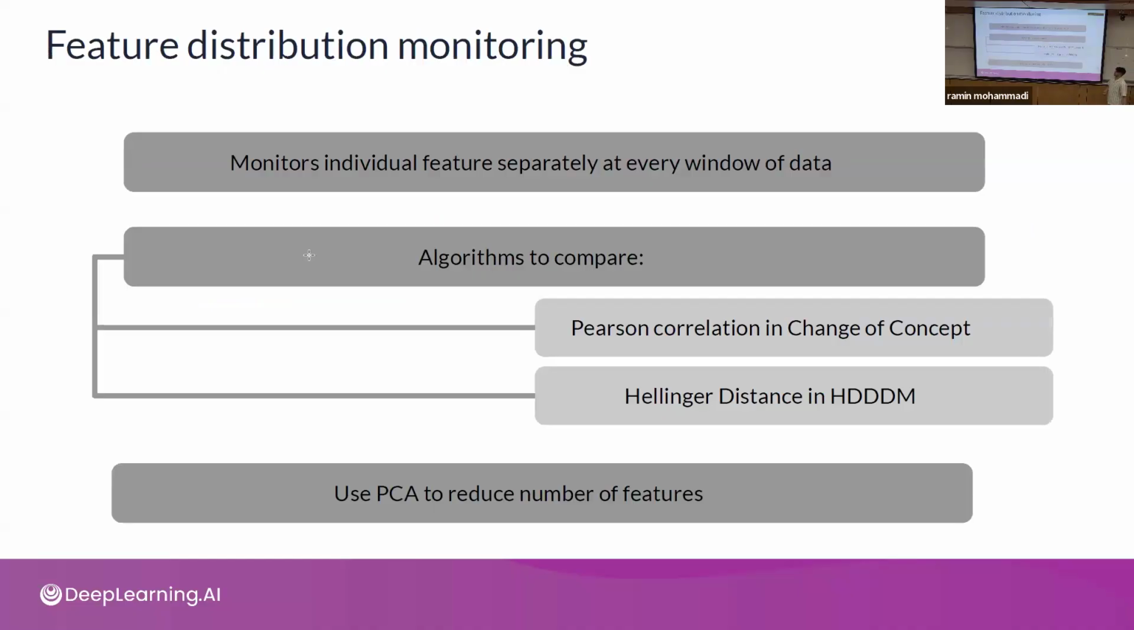Another way you can do it is feature distribution monitoring, and that's what we talked about before. You build a series of distributions around the columns or features that you have in your training data, and when the new data comes, you compare it against those statistics. You can do a Pearson correlation for comparison. There's also the Hellinger distance that you can use. And if you have higher dimensions, you can apply PCA first to reduce the dimension. But this is more statistical. Question?